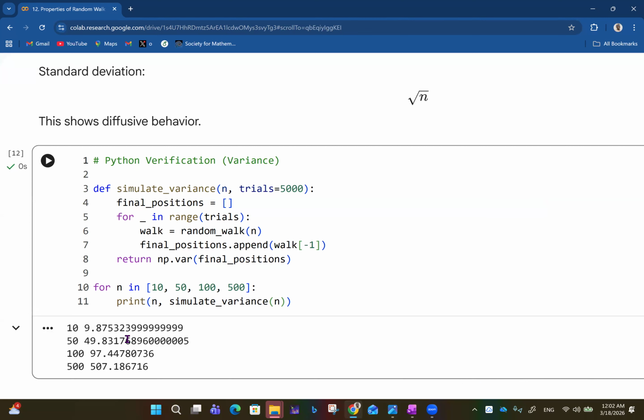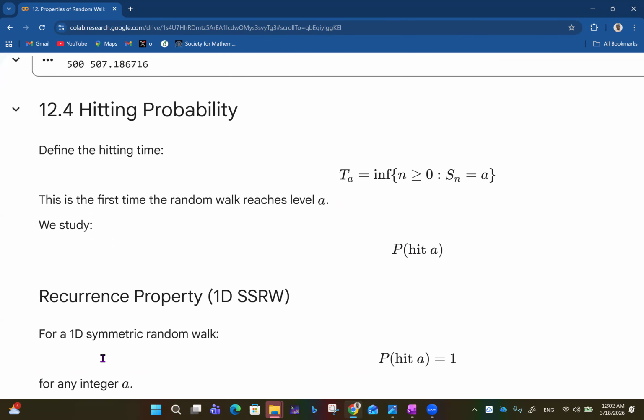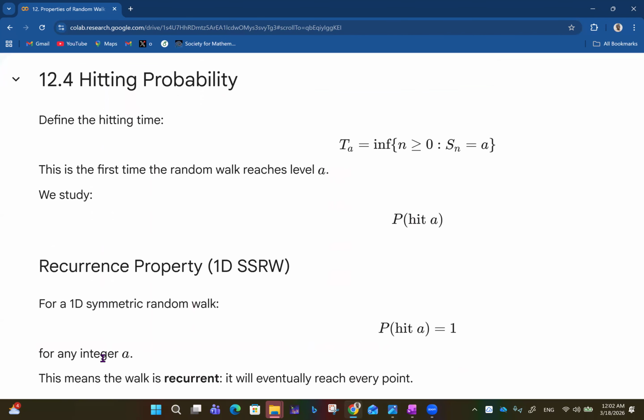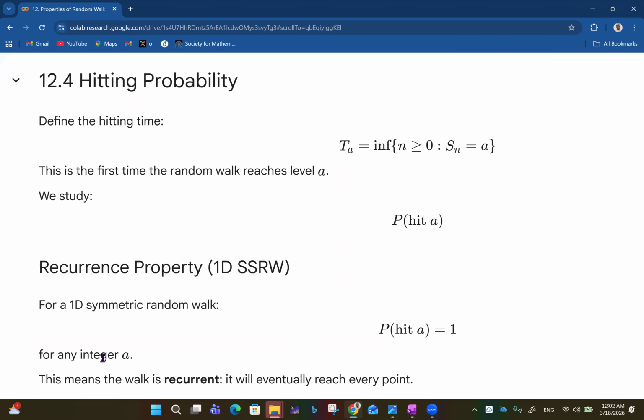You discover that the values are close to the numbers, right? So 9 is close to 10. The variance is close to the number of steps. And of course, we already know that the number of steps is directly proportional to the variance, or variance is directly proportional to the number of steps.